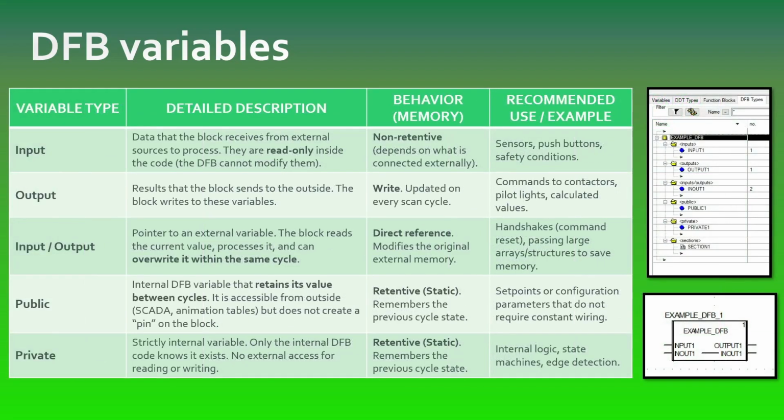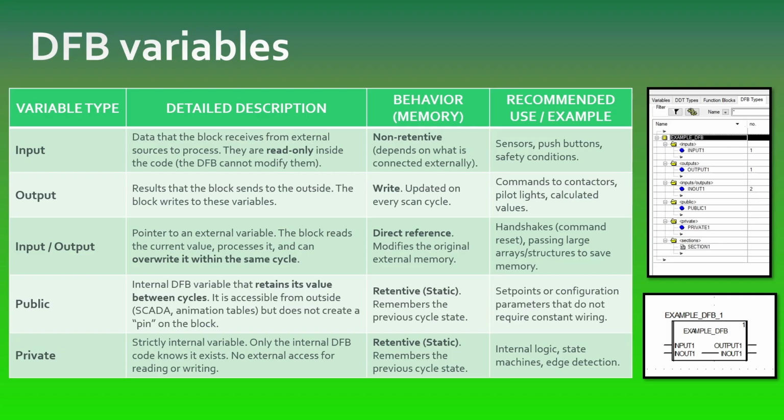In a DFB, we can define different types of variables, and each one has a very specific behavior and use. Let's start with inputs. Input variables are data that the block receives from the outside to work with. Inside the code, they are read-only, meaning the DFB cannot modify them. They are typically used for signals like sensors, push buttons, or safety conditions, and their behavior in memory depends on what we have connected outside the block. Inputs appear on the left side of our DFB instance.